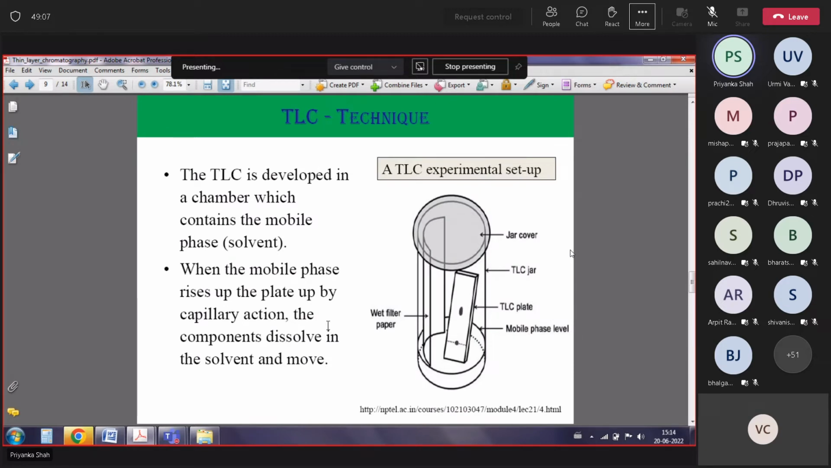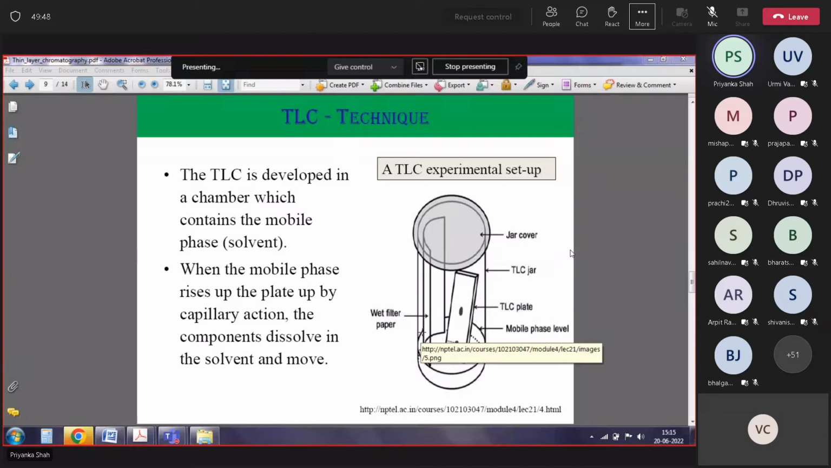Now this is the instrumentation, or the experimental setup, for TLC. You can see this is your saturation chamber, or you can say mobile phase well. Here in a tilted position you have placed your TLC plate, this is your TLC jar, this is your jar cover, and this is wet filter paper, just to show whether your mobile phase chamber is saturated or not. And this is your TLC plate and how your compound has traveled on this plate. This is a simple experimental setup for TLC.